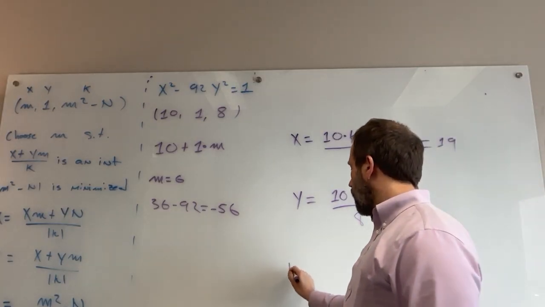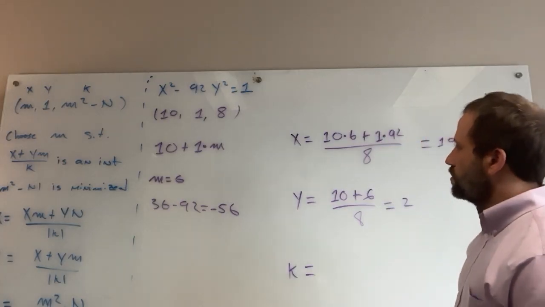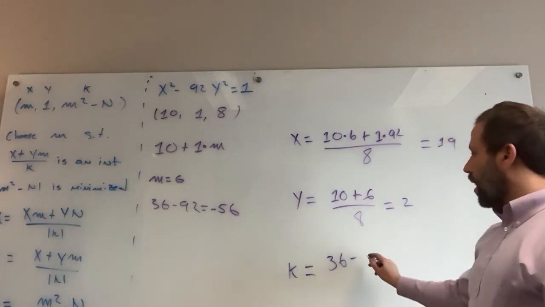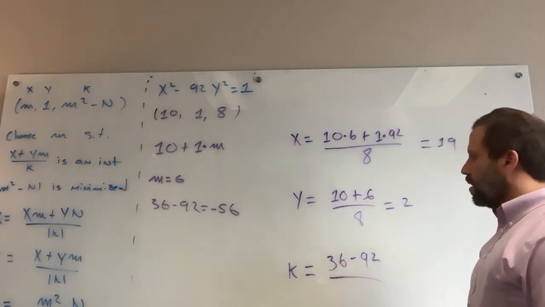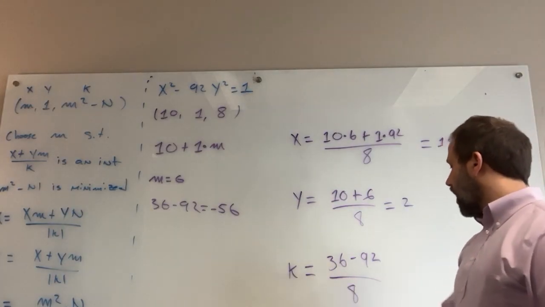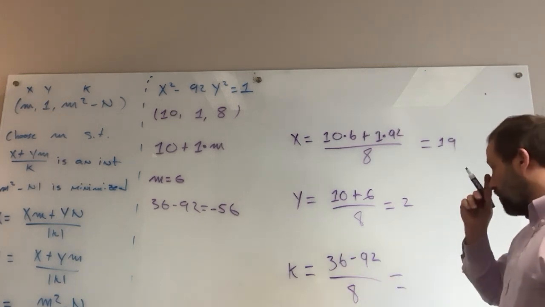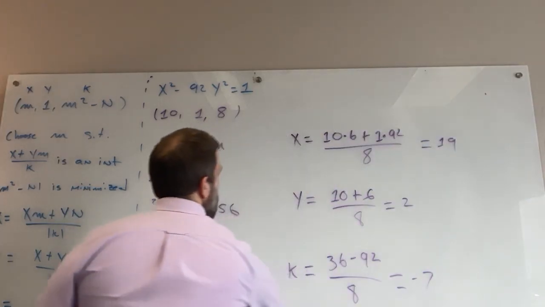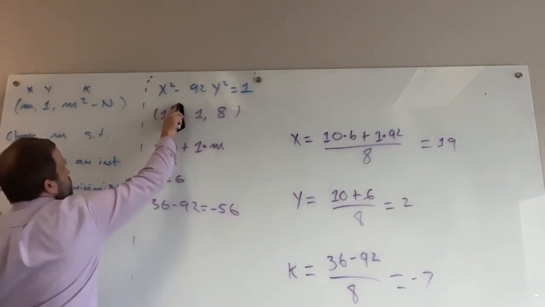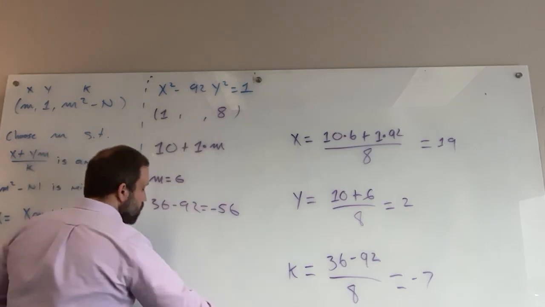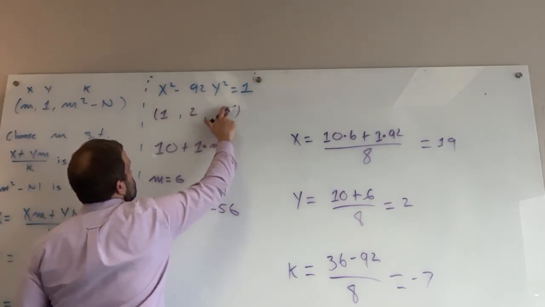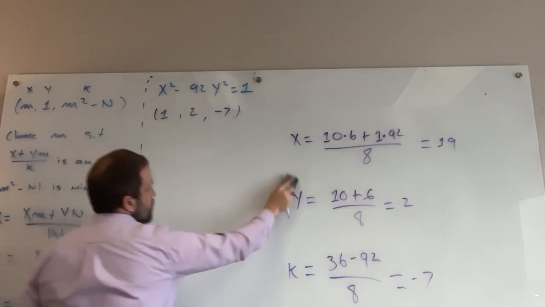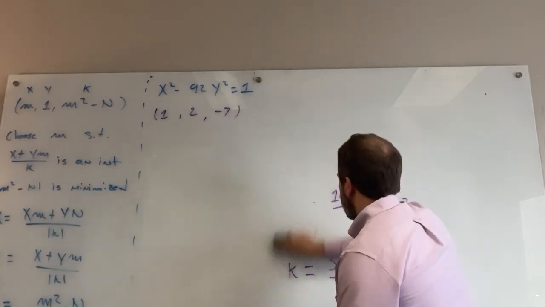And now my new k value is going to be equal to m squared. M is equal to 6. So this is 36 minus 92 divided by my old k, which is 8. And this is what we have. So it's going to be minus 7. This is minus 56 over 8, so we get minus 7. Okay, good. So we've got 19, 2, and minus 7. Good. That's like one iteration down, 6 to go or something like that.